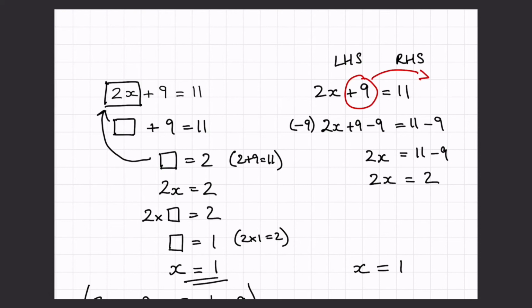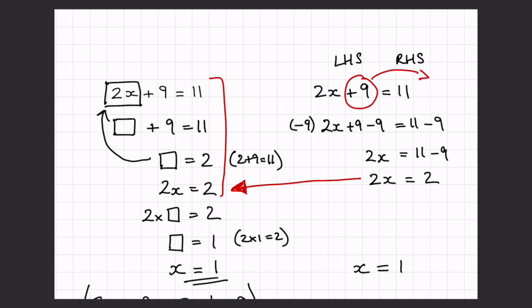Look at what's happened. We've ended up with 2x is equal to 2. That's exactly what we got over here when we were doing it without transposition. We were trying to get the 9 over to the other side. We wanted to find out what 2x was equal to. We now know that 2x is equal to 2.